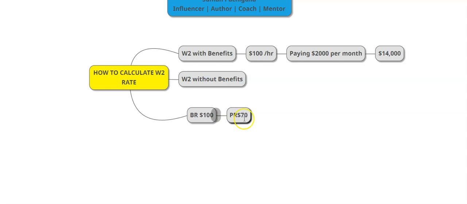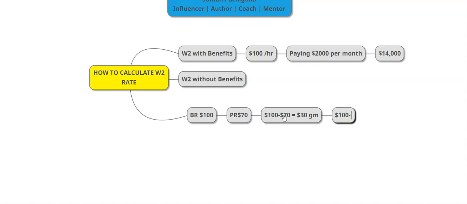Now what is your gross margin? Gross margin is always 100 minus 70, and it is $30 your company is making as a gross margin. But when it comes to net margin, how would you do that? This is the gross margin, right? So let's calculate net margin.